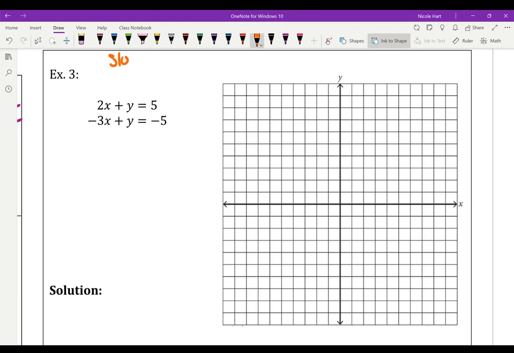Slope-intercept form being y equals mx plus b, where m is our slope and b is the y-intercept. And so I'm going to have to move our equations around a little bit. If we notice, I have a positive y on both sides. So really all I need to do is move the 2x and the negative 3x. So I'm going to do this separately. So first I'm going to do this one.